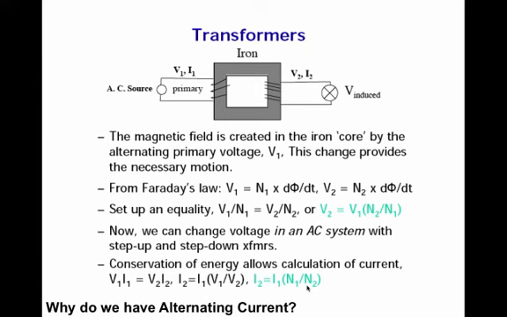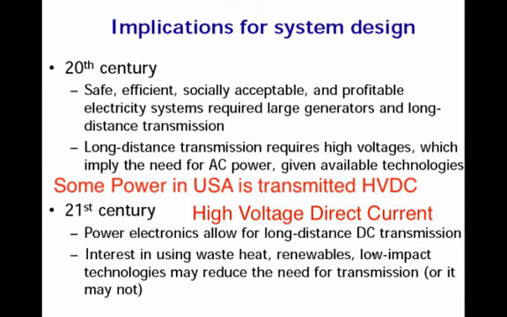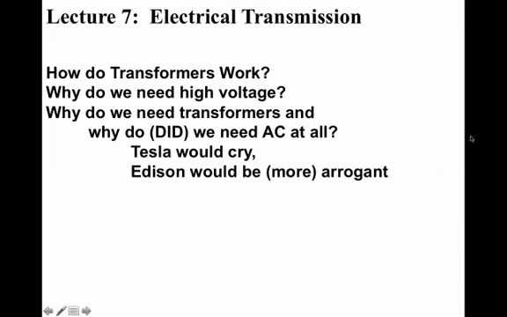So why do we have alternating current? This is the reason. In the 20th century, we wanted to transmit electricity long distances, and we needed high voltages for that, and that's why we needed AC for transformer technology. However, now we have power electronics, and we can step up and step down DC transmission. And it turns out that DC transmission has lower line losses, so in fact we'd like to be able to transmit our power with DC now. However, we have an infrastructure that's based on AC. So that's the electrical transmission story.